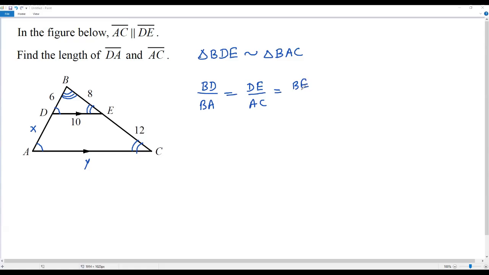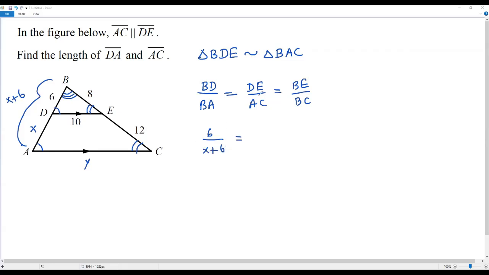What is the corresponding side in the bigger triangle? BC. Okay, now let's plug in the lengths. What is the length of BD? It's 6. And what is the length of BA? If I want to get the length of BA, I have to add this 6 and X. The length of BA is 6 plus X, or it can also be written as X plus 6.